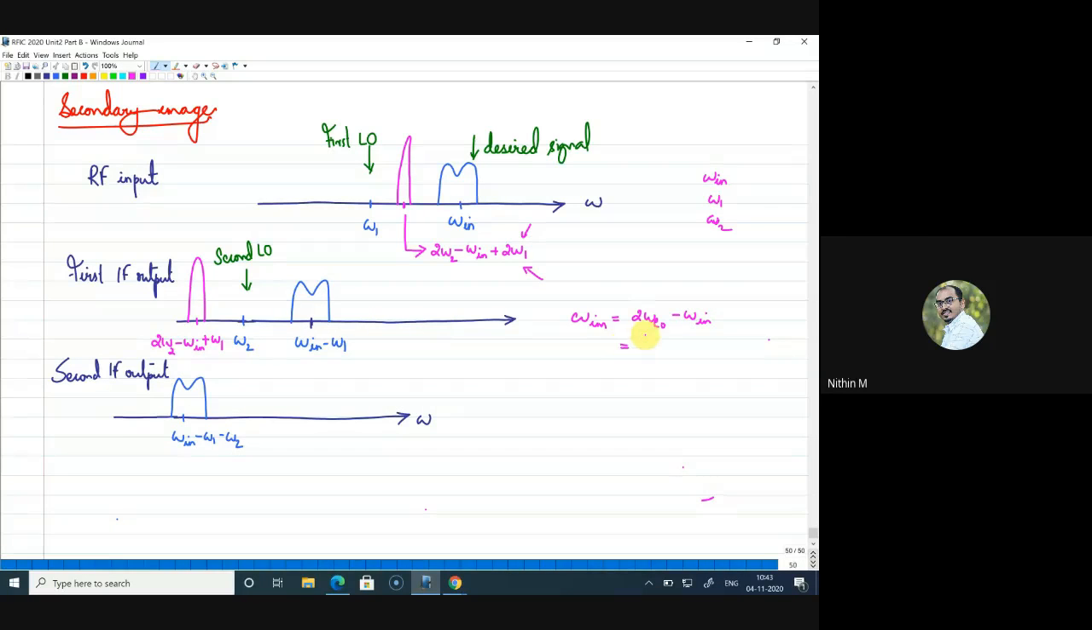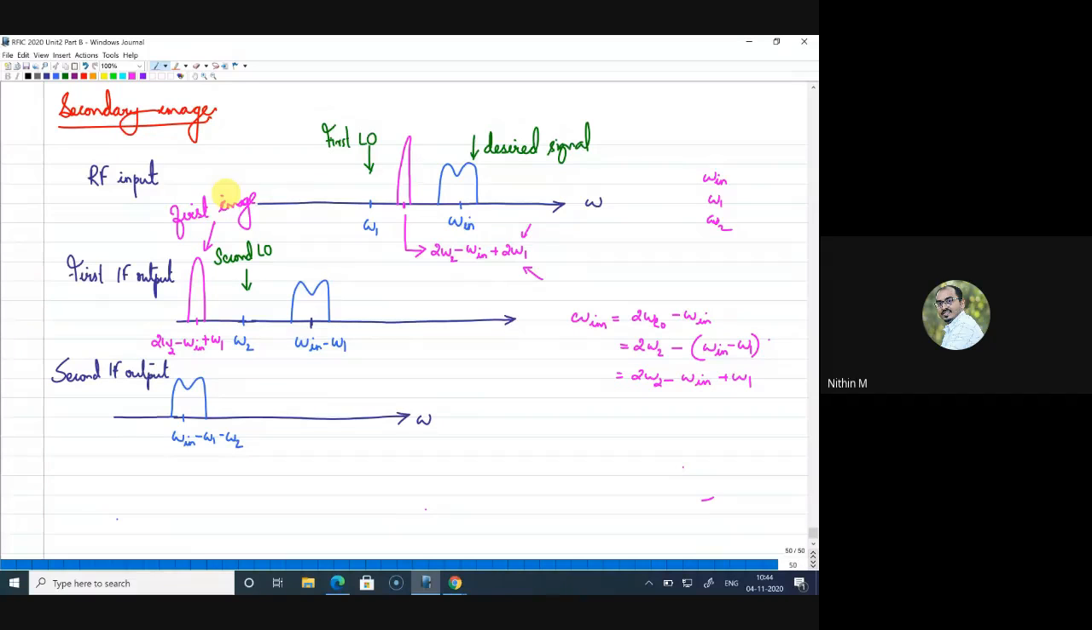So what is 2ωLO? 2 into ωLO is ω2 minus ωin, which is ωin minus ω1, right? So that is 2ω2 − ωin + ω1. What I have plotted here is actually the first image, right? Yes, this is the image for ωin minus ω1, very true.